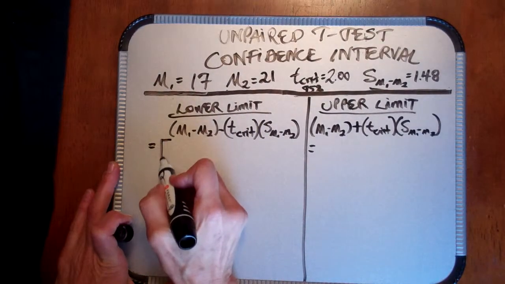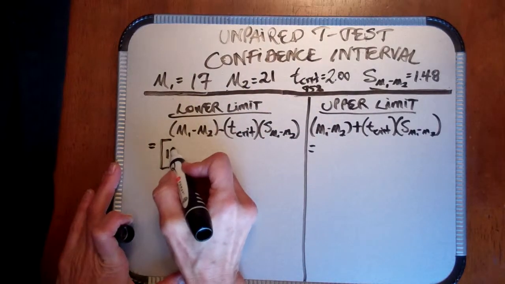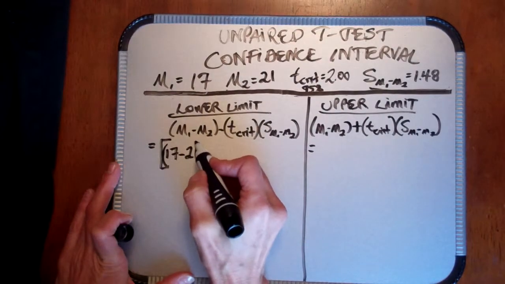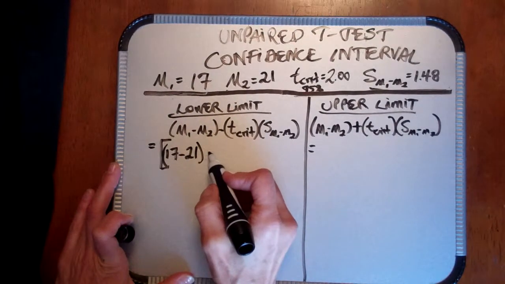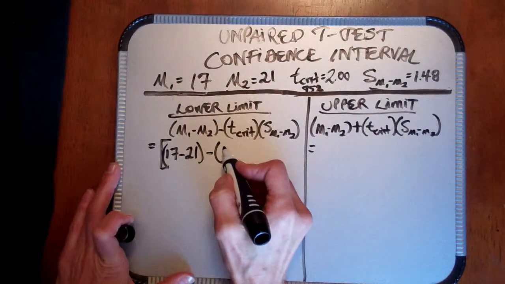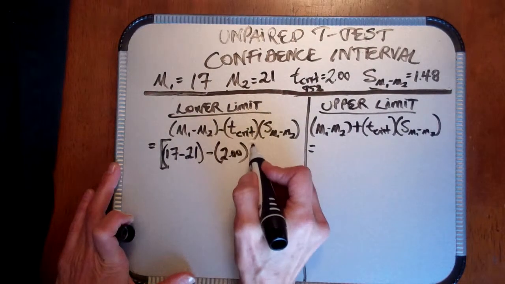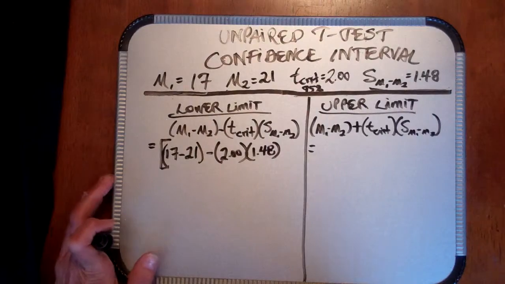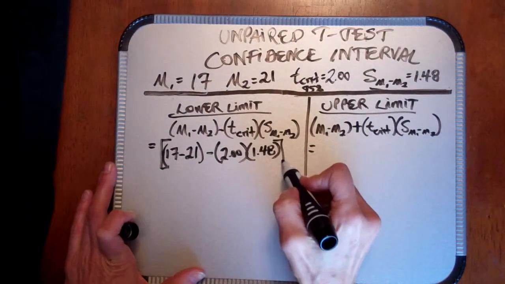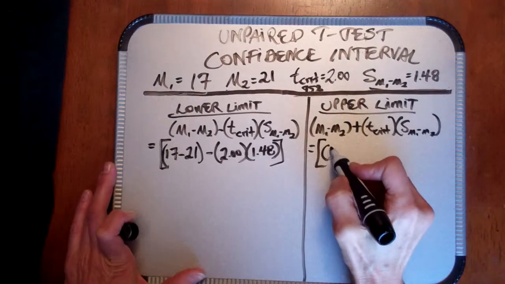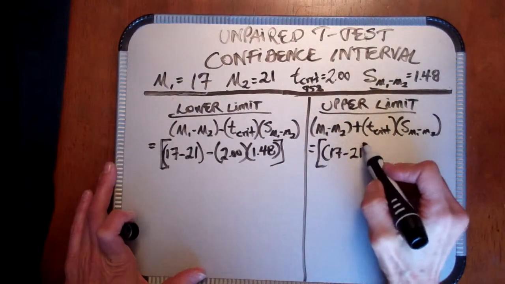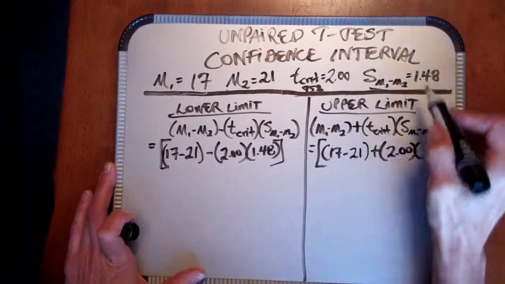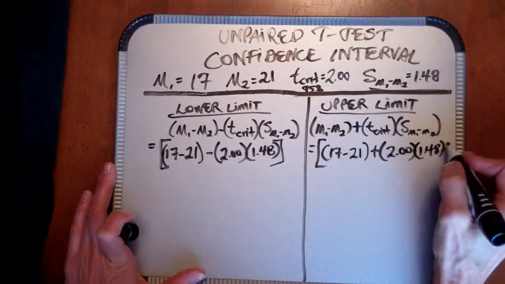This is pretty easy. Just notice something in this example. Mean 1 is less than mean 2, which is going to give us a negative value to work with. That shouldn't trip you up too much. And then our critical value is 2.00 times our standard error of the mean difference. And as before, we're doing exactly the same thing: 17 minus 21, but this time, of course, it's plus to get the upper limit. 2.00 times standard error of the mean value, 1.48.